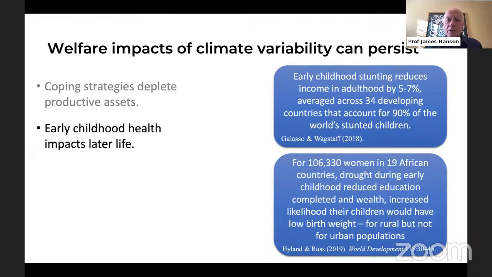Another study looked specifically at the impact of drought on women in Africa. And they found that drought during early childhood, the first 1,000 days from conception to the second birthday, reduced average education completed, wealth in adulthood, but it also increased the likelihood that their children would have low birth weight. So there's an intergenerational transfer of these health impacts, even beyond the affected generation. Well, this held for rural women, women whose livelihoods directly or indirectly depend on agriculture, but not for urban populations.